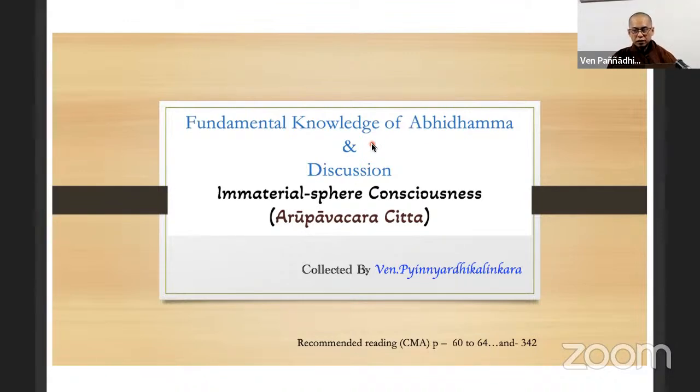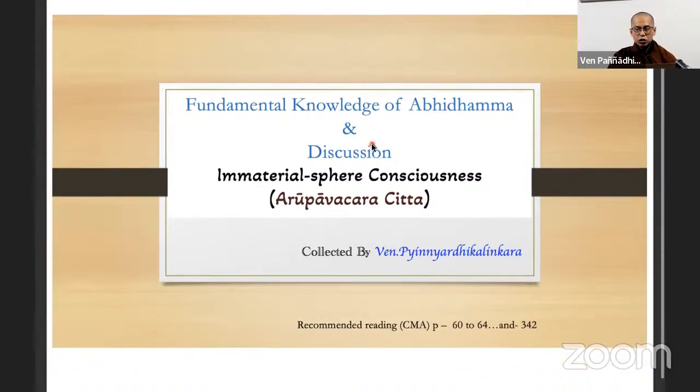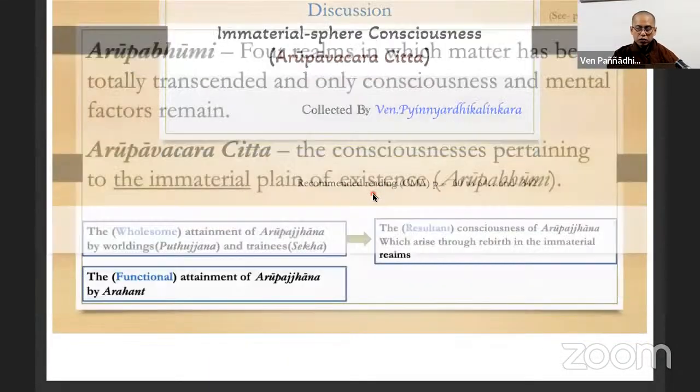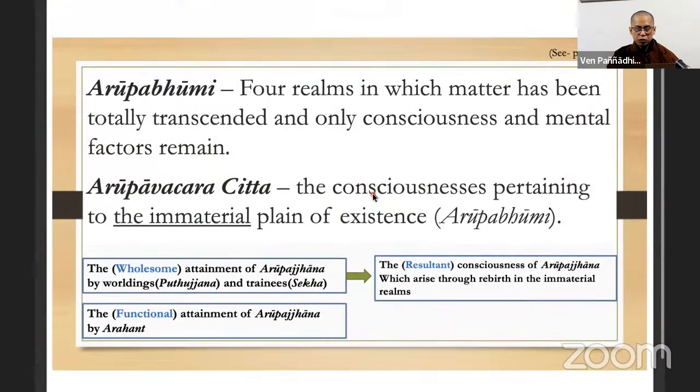After completion of the 5th jhana, he needs to practice to gain mastery in the 5th jhana again and again. Then he becomes ready for the Arūpāvacara jhana. If he wishes to continue, he needs to change the object. He needs to choose the way to promote his concentration up to the immaterial-sphere level. So today we are going to study the immaterial-sphere consciousness.